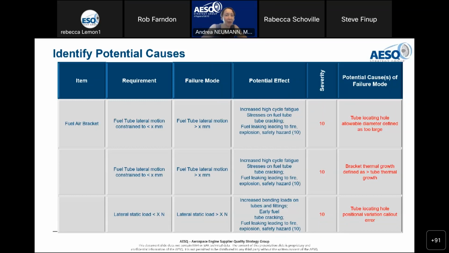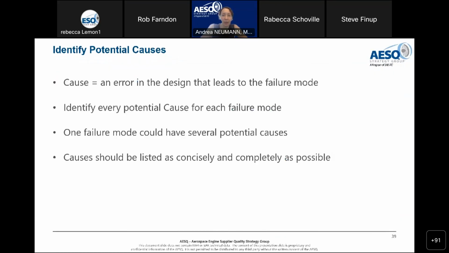And we are going back to the example we just saw the whole time, and now talking about possible causes for the failure mode. You see here several possible examples of how it could look. On the next slide, we will define in a little more detail how we can define a potential cause. So please go on the next slide.